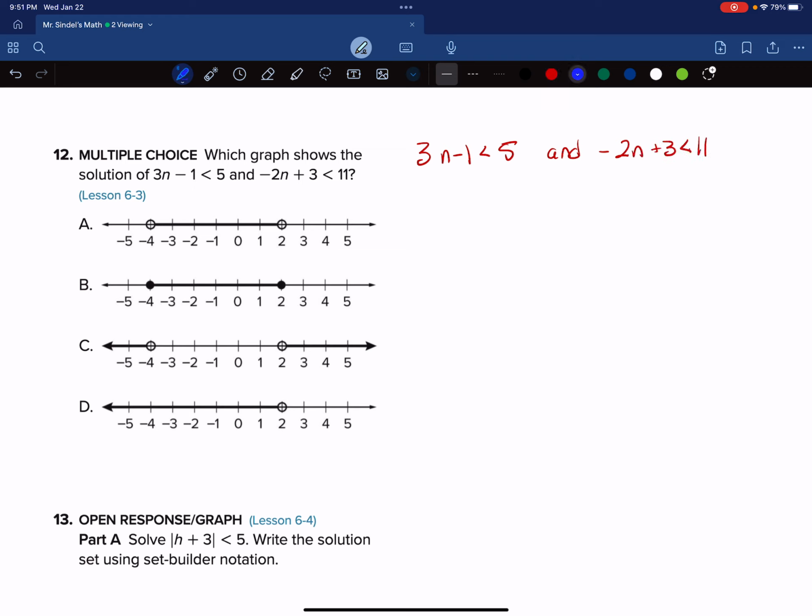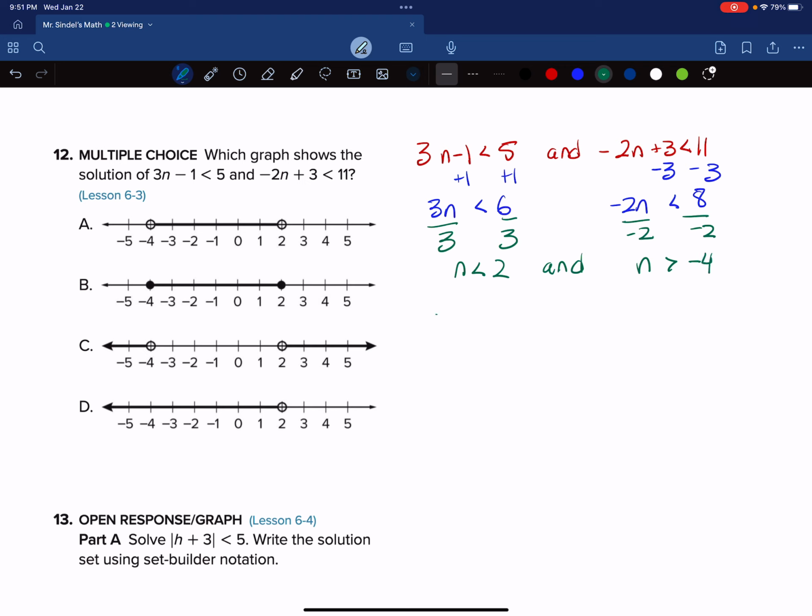From here, we're just going to add 1, reverse PEMDAS, right? So 3n is less than 6. Then we're going to divide by 3, n is less than 2. We're going to combine that with the word and. What's going on over here? I need to subtract 3. Negative 2n is less than 8. From here, we're going to divide by negative 2. If I divide by a negative, the sign flips. So it was a less than, now it's a greater than. I have n is greater than negative 4.